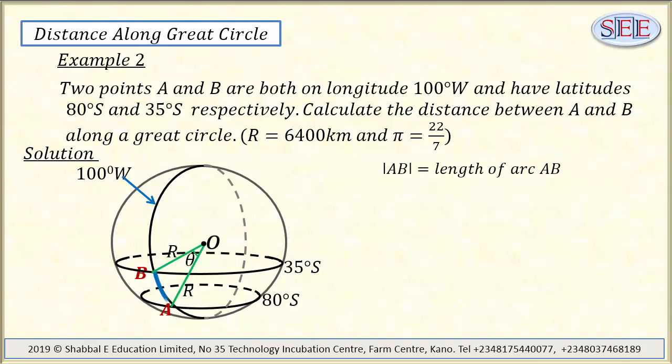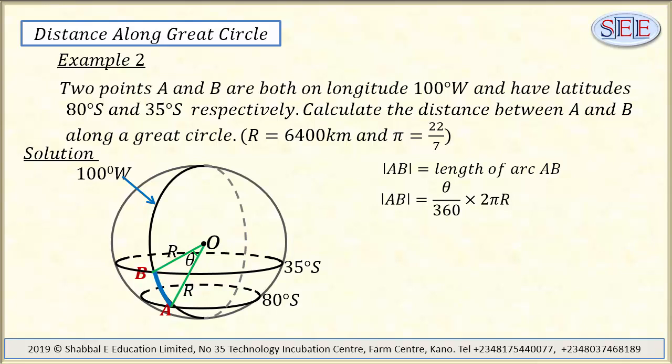Arc AB, look at arc AB. That arc is a part of this longitude. The arc obtained an angle theta at the center of the longitude, which is the center of the earth. The longitude has radius capital R, which is equal to the radius of the earth. So we now write the formula for finding the length of arc AB, which is theta over 360 multiplied by 2 pi r.